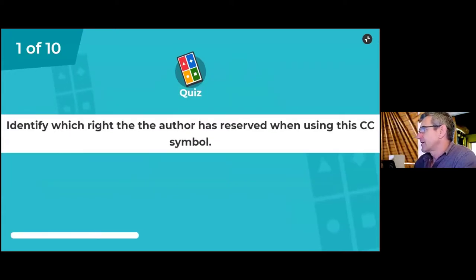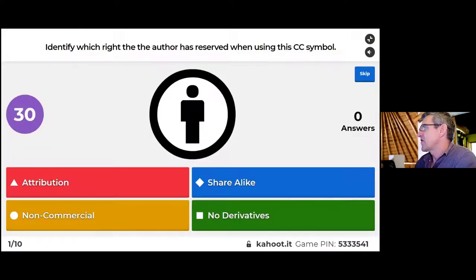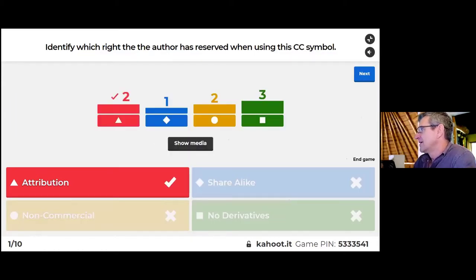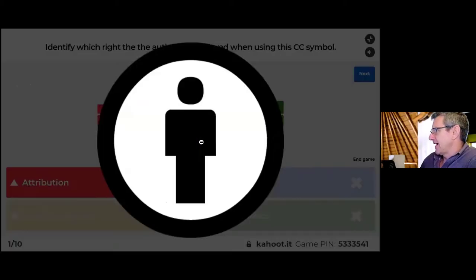Identify which right the author has reserved when using this CC symbol. Okay, it's the little man. Right, so on your devices, you've got to look for the colors. Which is the correct color? Is it the red one, attribution, blue, share alike, yellow, non-commercial, or is it green, no derivatives? You have 9 seconds remaining. All right, so remember, we're looking at the little man.